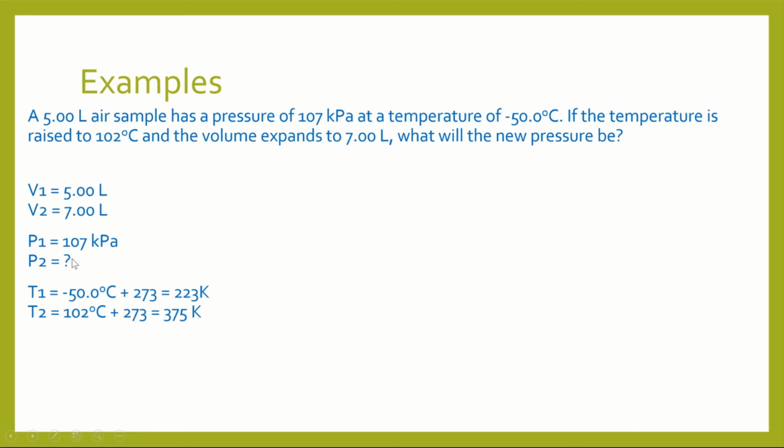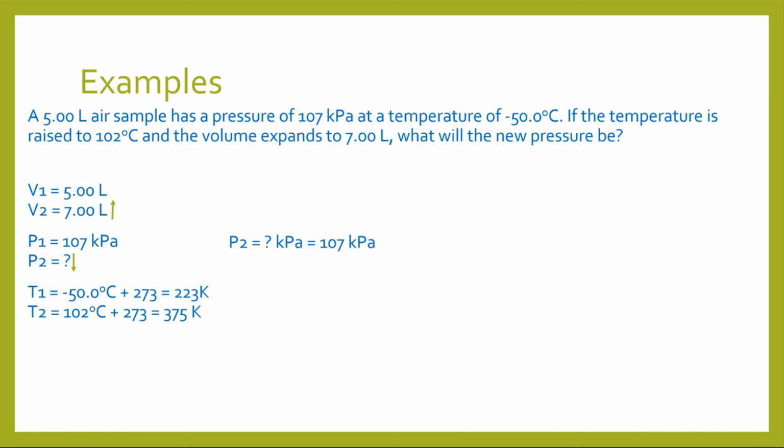So P2, unknown. My first temperature was negative 50 degrees Celsius, so I want to add 273 to get to Kelvin. My second temperature was 102 degrees Celsius. Again, add 273 to get to Kelvin and set up our factor label. We're looking for kilopascals. We're starting with 107 kilopascals. Again, it doesn't matter where you start. If you want to start with temperature, you can go for it.